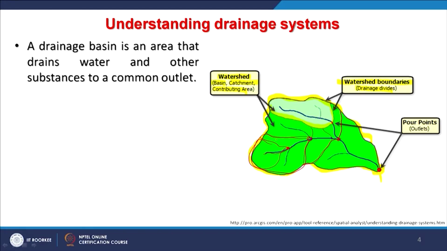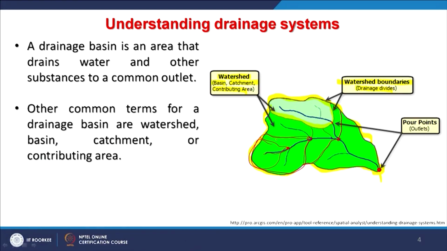So, within a watershed we can have many sub watersheds. Now, other common terms for drainage area, I have just mentioned, are watershed, basin, catchment or contributory area. Catchment is used in other domains also and can bring some confusion. But when we say watershed, it is really related with hydrology. And whenever we say watershed, it means we are not talking of a very large area. And when we say basin, we are talking about a very large area. For example, we will say Ganga basin, we will not say Ganga watershed or Ganga catchment.